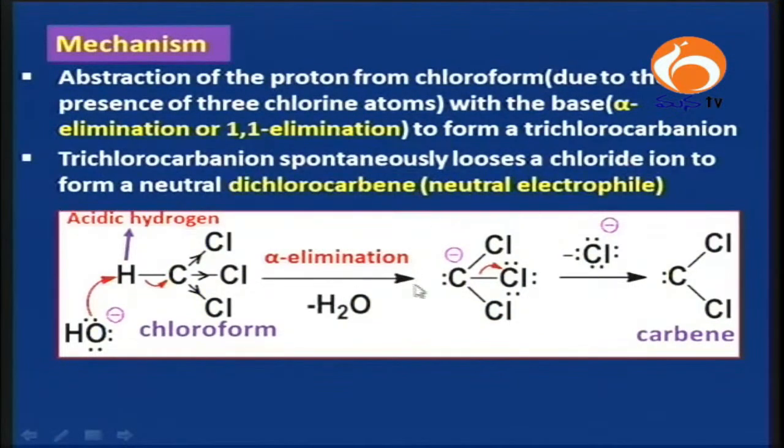And once this trichlorocarbanion is formed, it will readily undergo the elimination of Cl minus, chloride ion, to form this carbene. This is known as dichlorocarbene, and this dichlorocarbene is an electrophile. It is a neutral electrophile. Therefore, once the dichlorocarbene, a neutral electrophile, is formed, this will readily undergo electrophilic aromatic substitution reaction with the phenol.